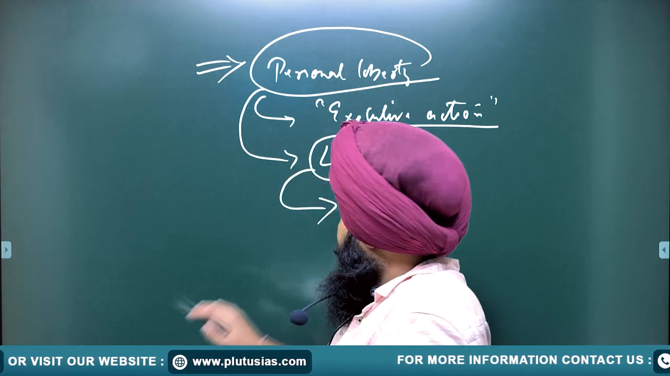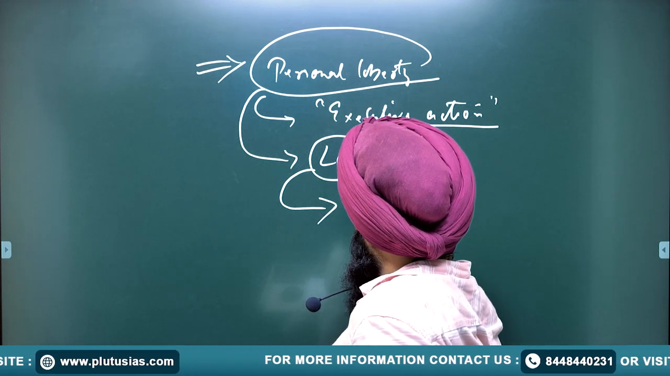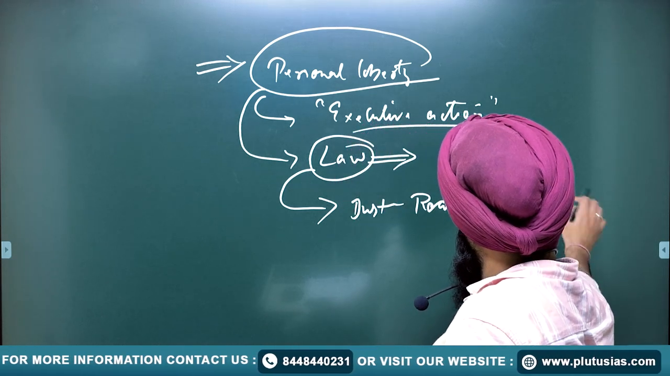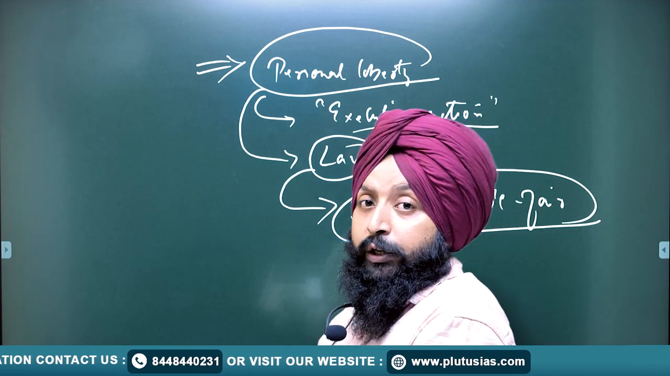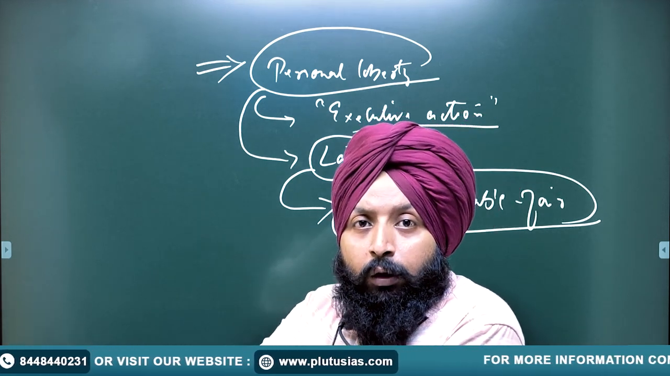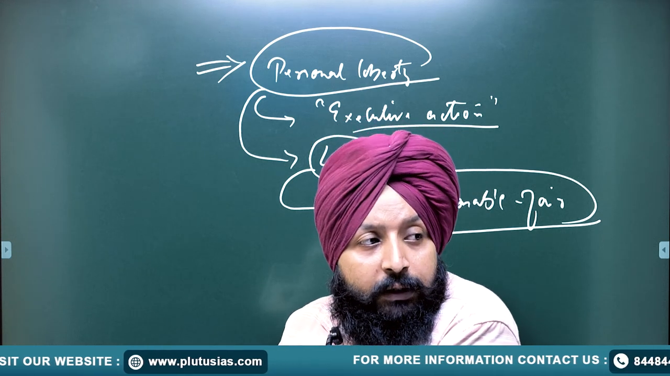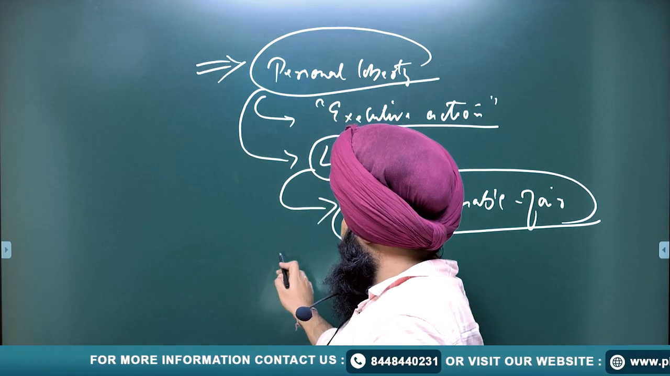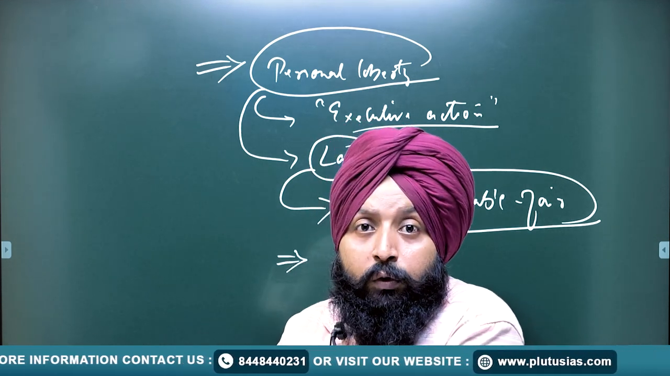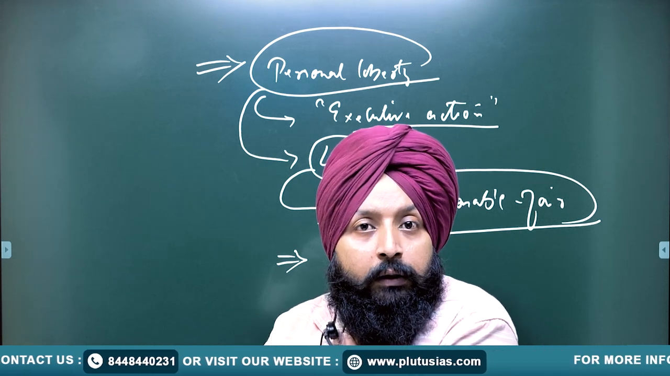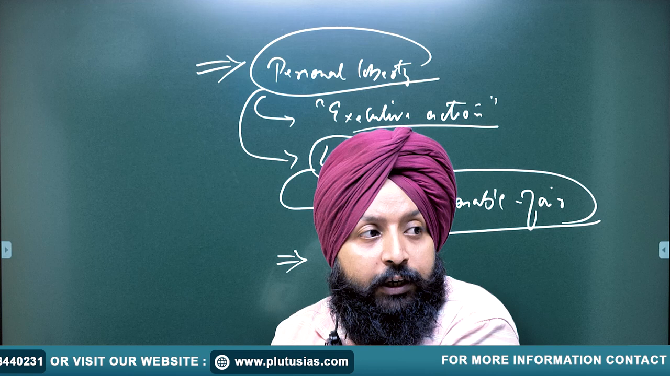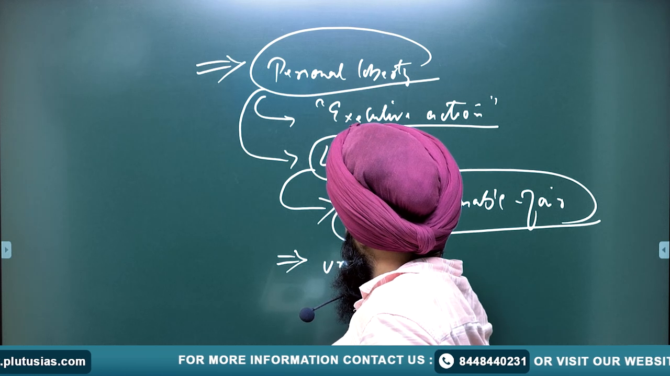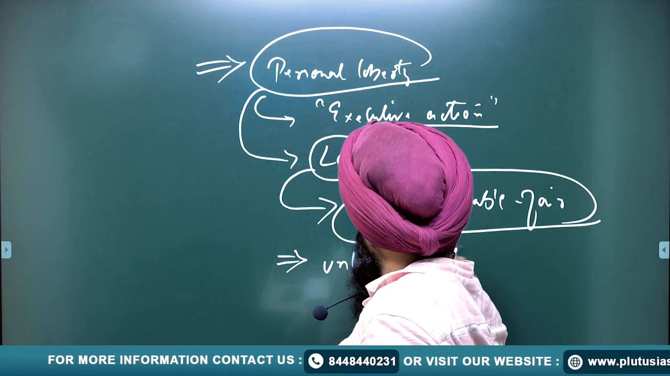The second requirement is that the law in itself should be just, reasonable and fair. That means the court can go into reviewing whether the law that is depriving a person of his liberty, whether in itself is just, reasonable and fair. If the court deems that the law is not just and fair, the court will adjudicate the provision as unconstitutional, as being violative of Article 21.